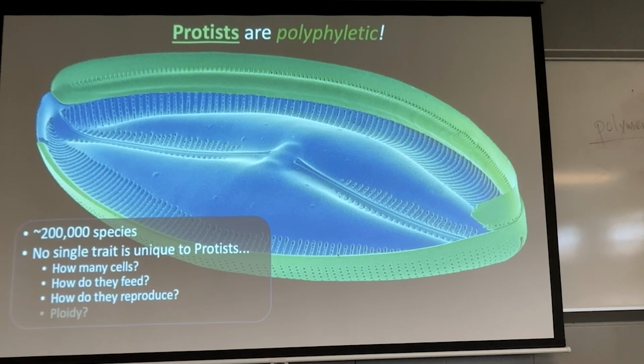So we do things like ask how many cells do they have? What do they eat? How do they reproduce? What's their ploidy? Are they haploid? Are they diploid? Are they polyploid? We use those types of characteristics to group them together to study them. Those groupings based on these characteristics are not necessarily phylogenetically sound, right?